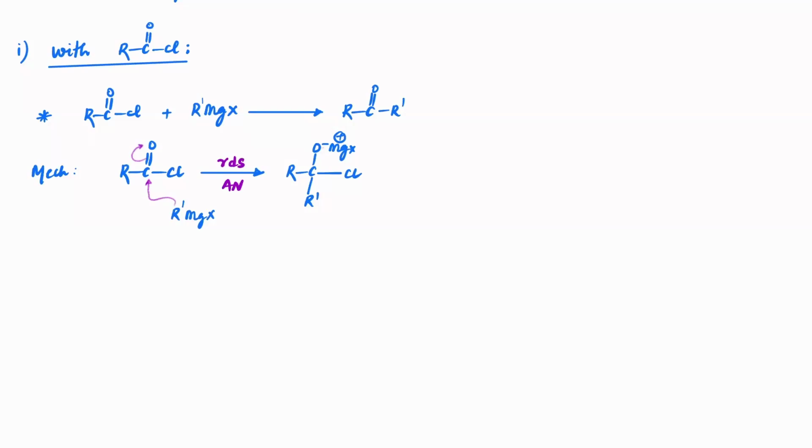And now this negative charge will try to push the electrons and see whichever is the best leaving group. Here, chlorine is a good leaving group. So that will follow to make this reaction into RC double bond O R dash plus Cl minus. So what is this reaction now? This is elimination of nucleophile.